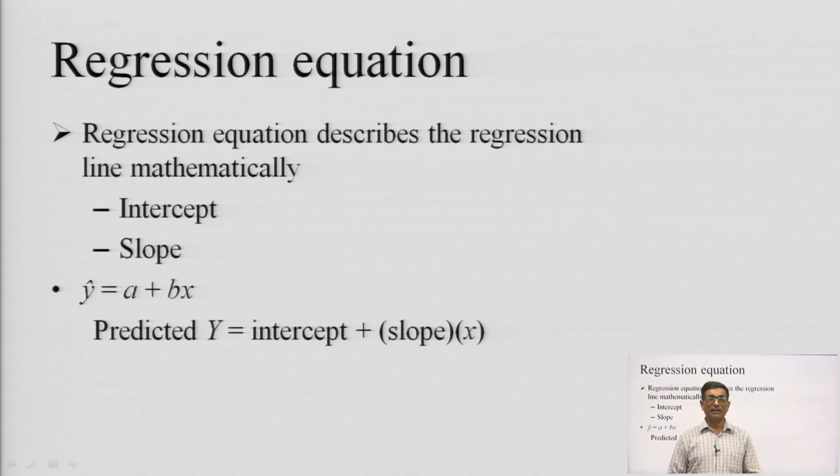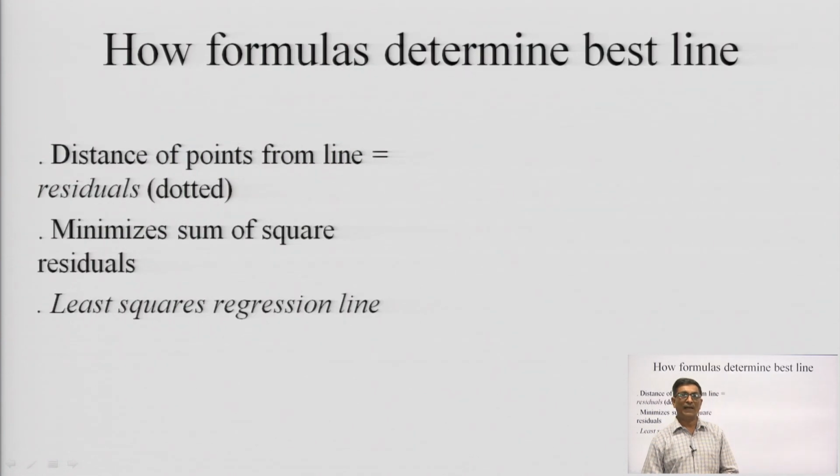So, this is the main equation for regression. Now, to find the regression, we should have the value of a and b. The values of a and b are calculated by different methods. So how do we find the best regression line?